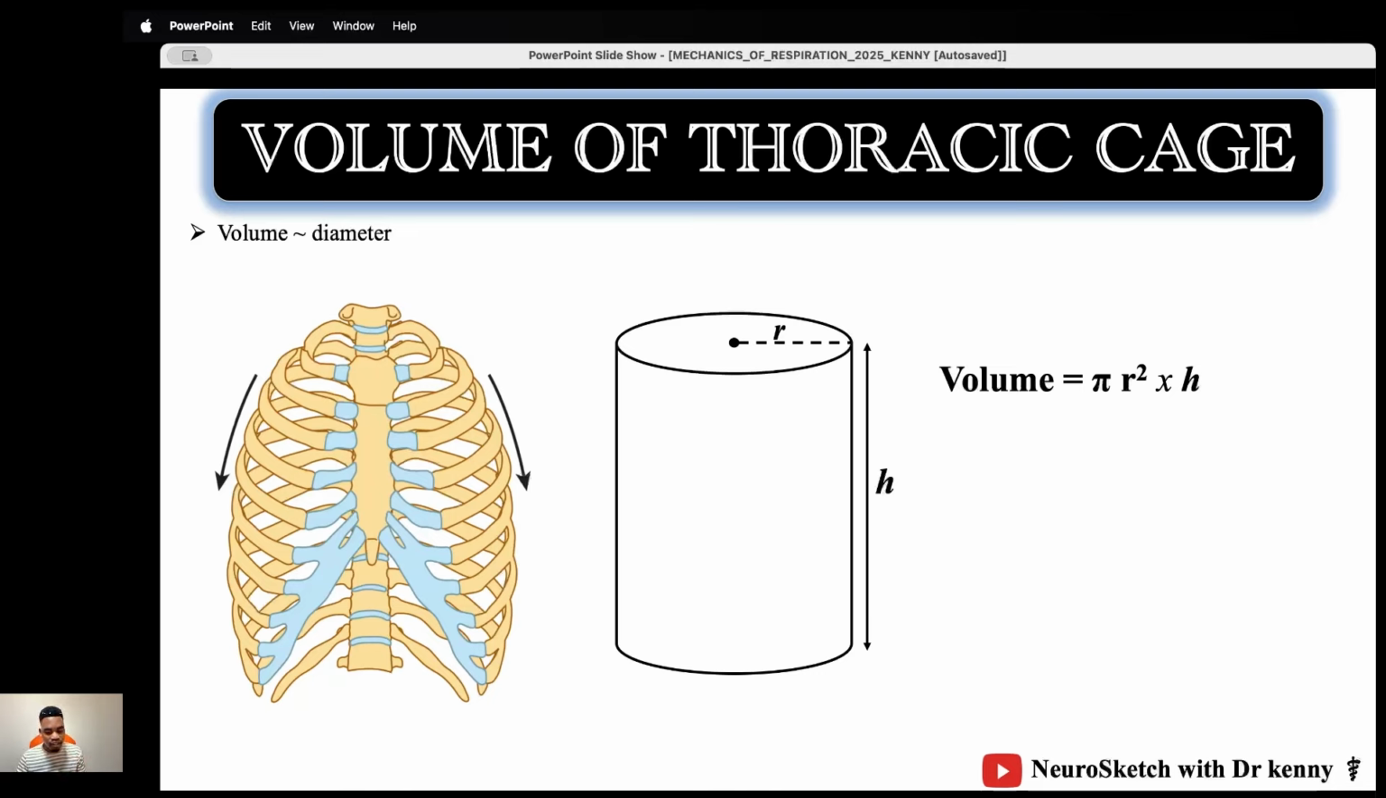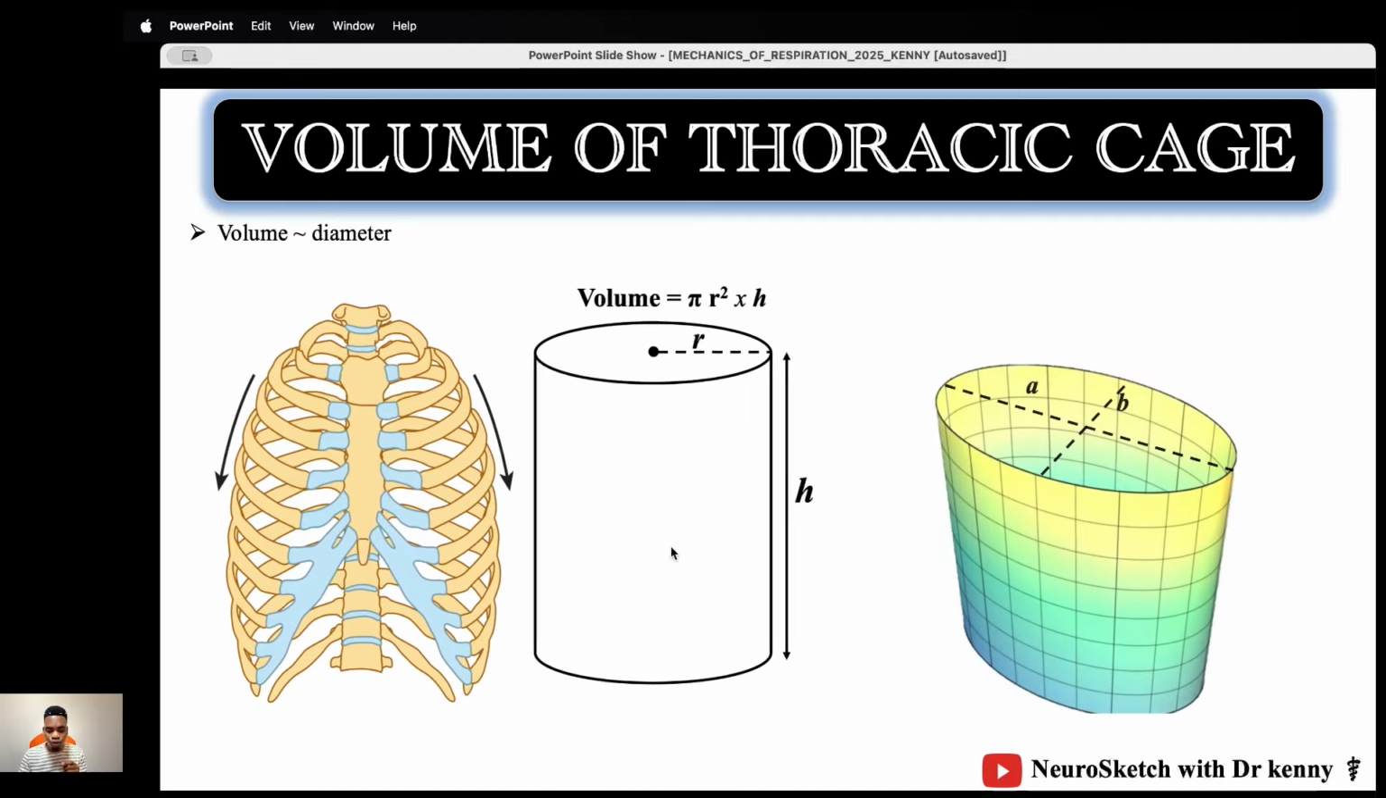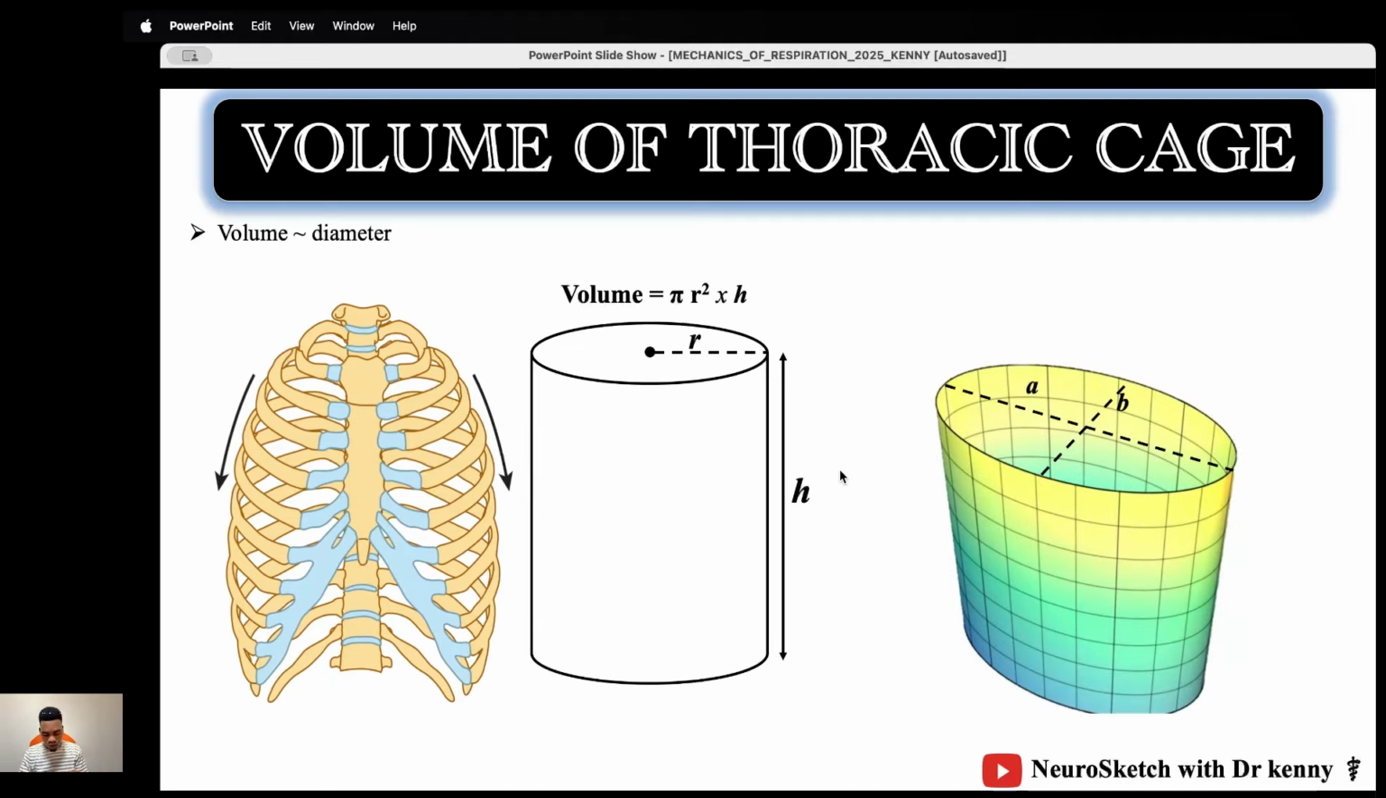But the thoracic cavity is not a perfect cylinder. It behaves a little bit like an elliptical cylinder. Its cross section is a little bit like an oval. It's not circular like in a perfect cylinder, and so it has different diameters. This diameter is not the same as this one. So when you calculate the volume of this elliptical cylinder, you will take this radius times this radius times the height.